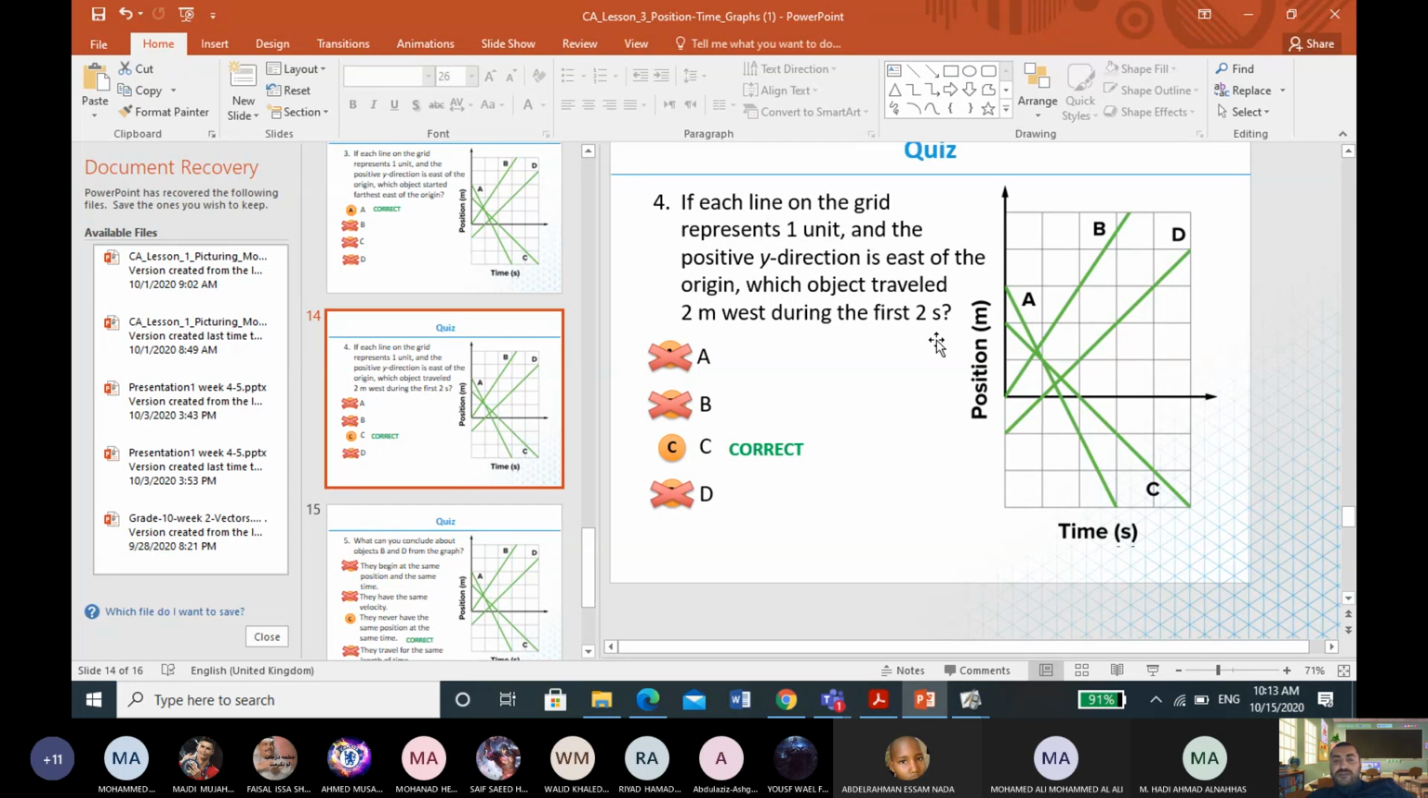So this is the first second. So we have the first second, the second, and we have 2 meters. So which graph is covering 2 meters in 2 seconds? Who can tell me? Just the graph. C. Excellent.